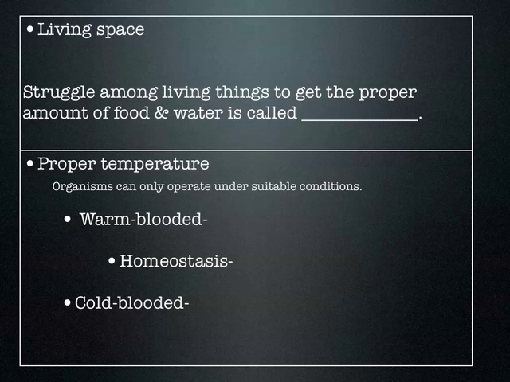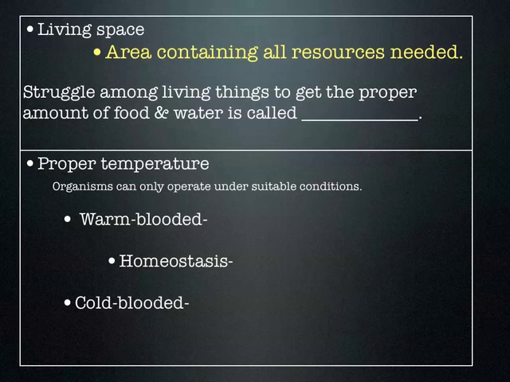All right, living space. In order to get these various things, food, water, air, living things have to have a certain area, a certain part of the earth, a habitat that can provide them with those things. An area that can give them the food that they need and the water and the air.